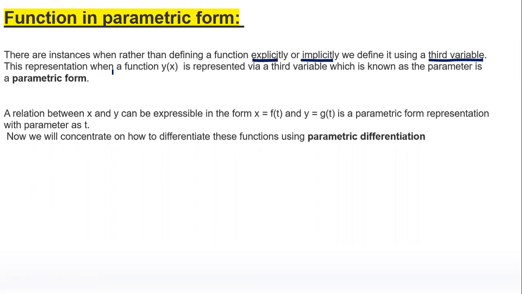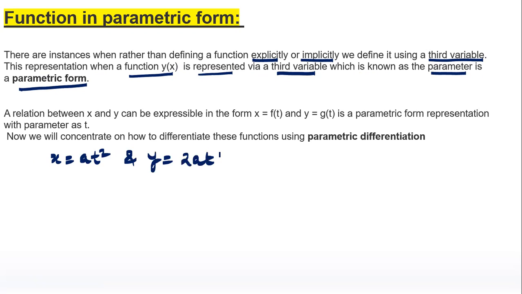This representation, when a function y(x) is represented via a third variable, which is known as the parameter, is a parametric form. For example, if we have x equals at square and y equals 2at, these are two equations. We can see here x is expressed in terms of t and y is also expressed in terms of t. That is, x and y are expressed in terms of a third variable, that is in terms of t. So these are the parametric equations of which function we have to find out.